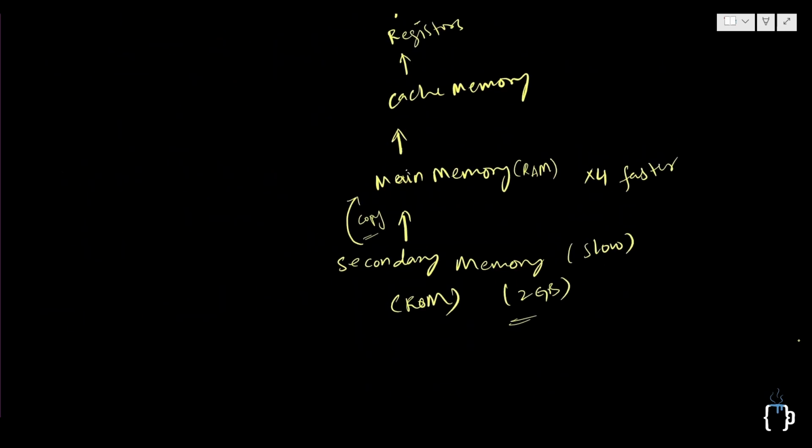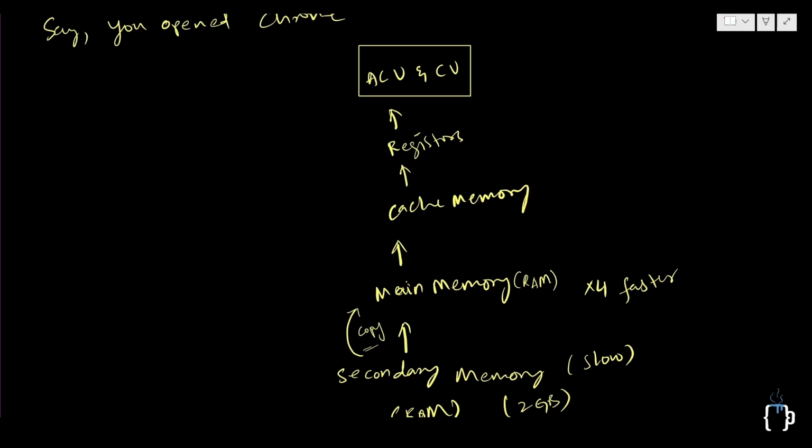What's next? In the ALU and CU, the instructions are executed. We know that Chrome is a software application. What does a software application mean? We have many files, which are written in different programming languages. Each file is a program. This program has multiple lines, which are called instructions. Remember this word: each program is a collection of instructions.